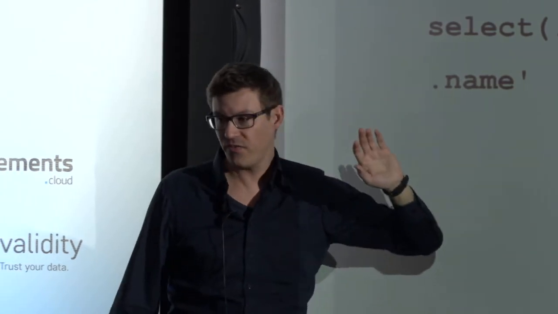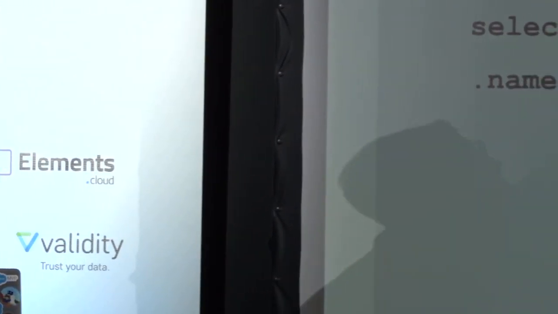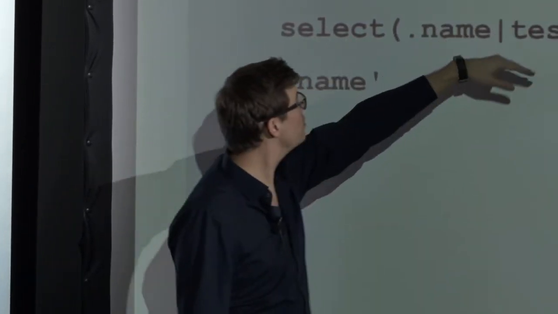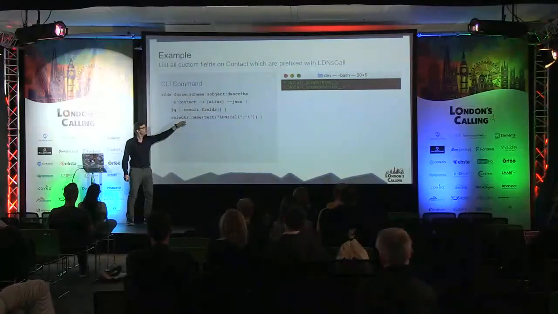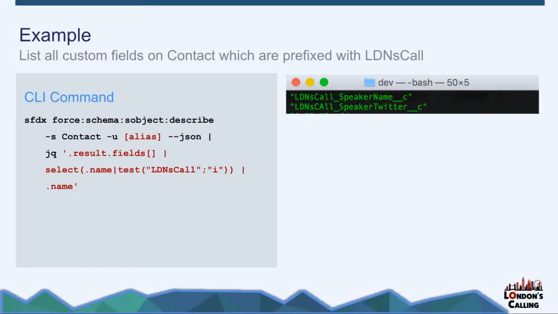But the important thing here is that you can pipe whatever this command for schema as object described returns to JQ. So you say minus JSON, you pipe it to JQ, and then you can filter it down. This is very powerful because the only result I receive from this command is what you see over here. I only get the two field names.